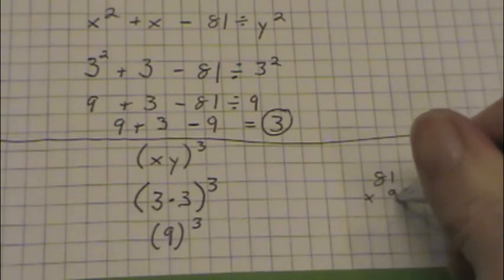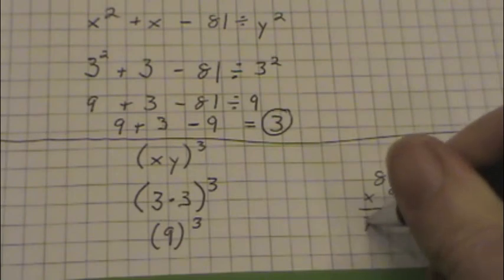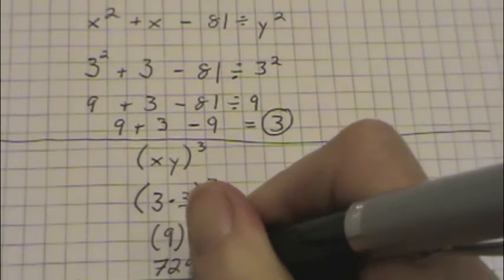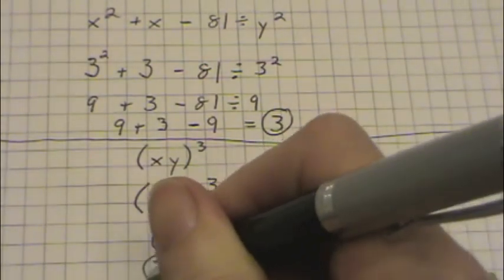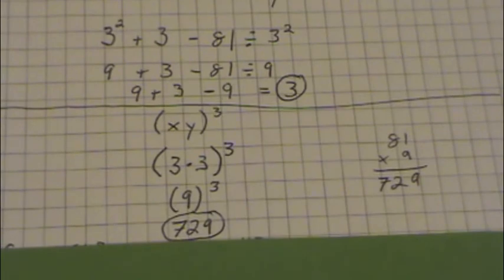81 times 9, which is how I'd have to do it. 9 times 8. Oh, I hate my 9 times tables. Oh, whoo, 729. And this time I have room to squeeze my answer in underneath. All right, there we go.